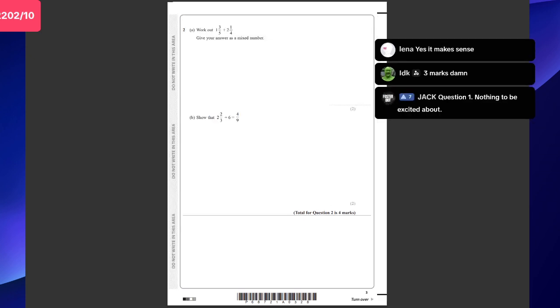Okay, question number 2. Again, these are classic exam questions, looking at some fraction work.